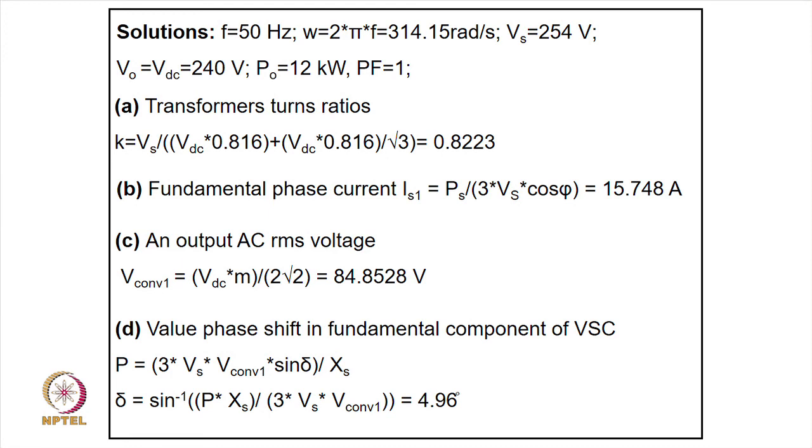So, coming to the numerical part, we have the given data: frequency 50 hertz. So, we can find omega equal to 2 pi f, which is 314.15, and the voltage is 254. The output voltage is given as 240 and power is given as 12 kilowatt with power factor unity. So, we can find the turns ratio from this relation, which comes to 0.823, and the fundamental phase current from the power and power factor relation comes to 15.748. The converter fundamental voltage from the modulation index relation we get is 84.8528, and the value of phase shift from the power relation is delta equal to 4.96 degree.